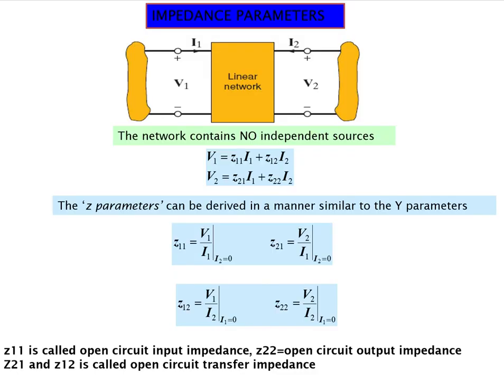Now coming to the impedance parameters. Impedance parameters, in short, if we want to describe it in one sentence, it is the Ohm law. So it is V is equal to IR.